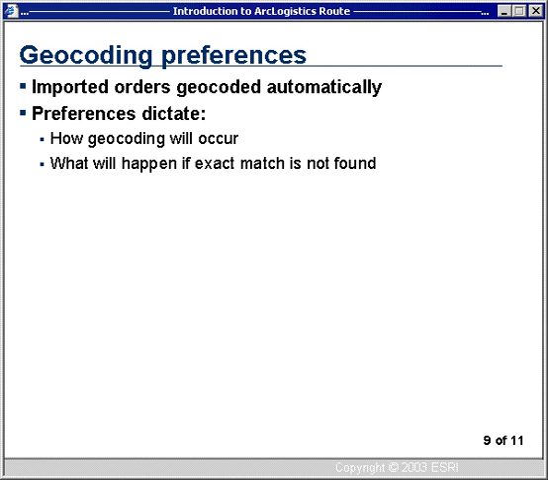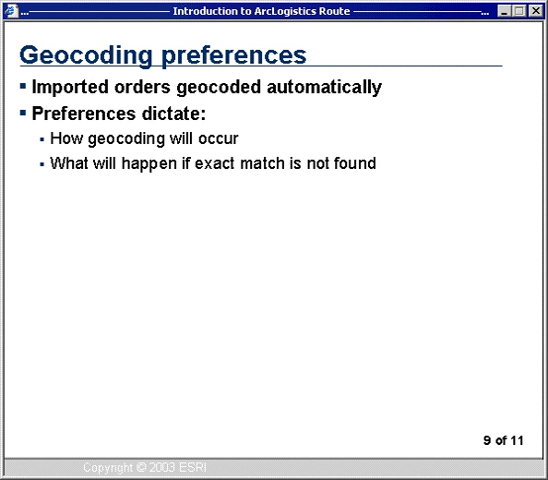We need to briefly cover geocoding preferences. You remember that geocoding is simply the process of assigning an X and Y coordinate to a street address, typically by searching the street database and finding the appropriate street segment, and then interpolating the position within the street segment that the address actually is.